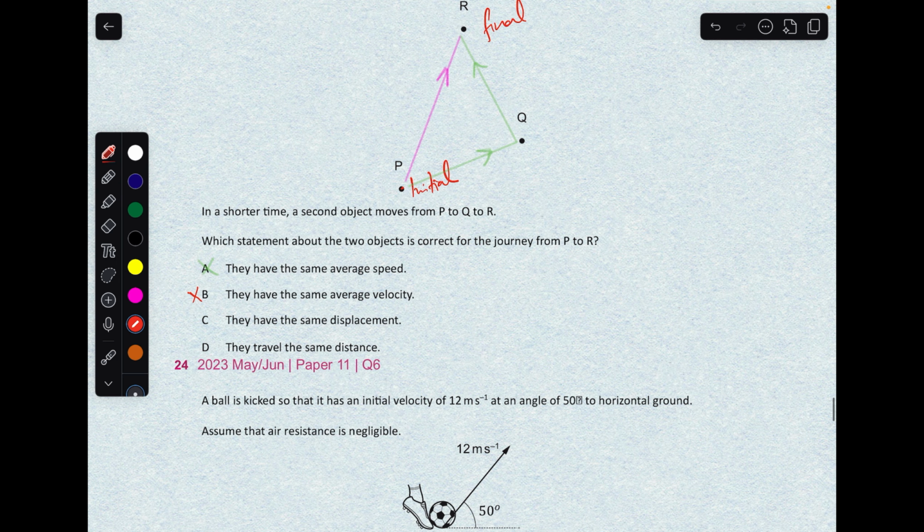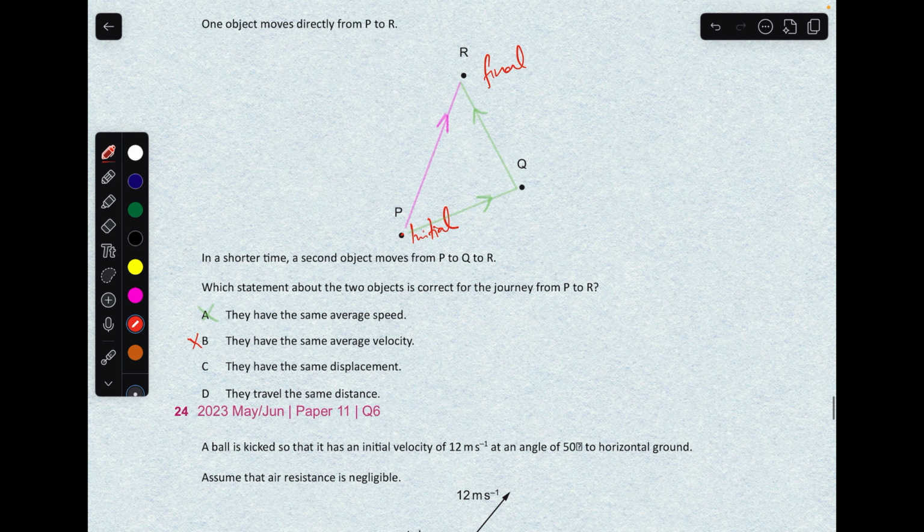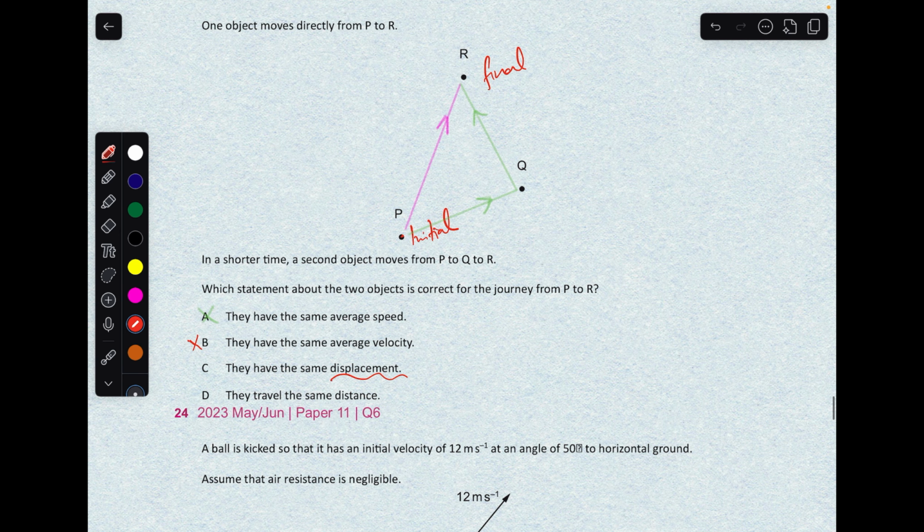Okay, then they have the same displacement. Yes. Displacement depends on the initial and final position of the body. So if you see, both were at point P and both are moving to R. So displacement will be the same for both of them. So you have option C.